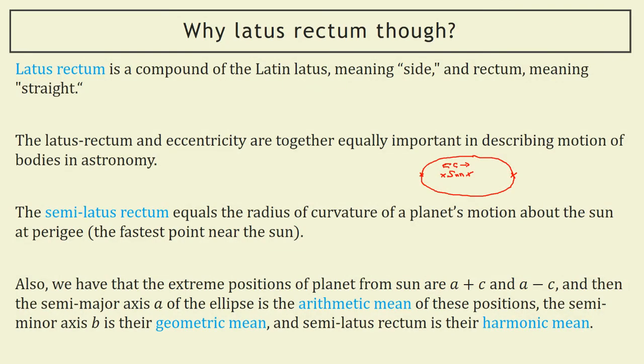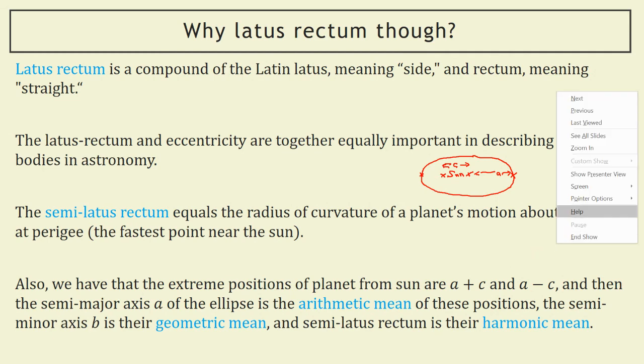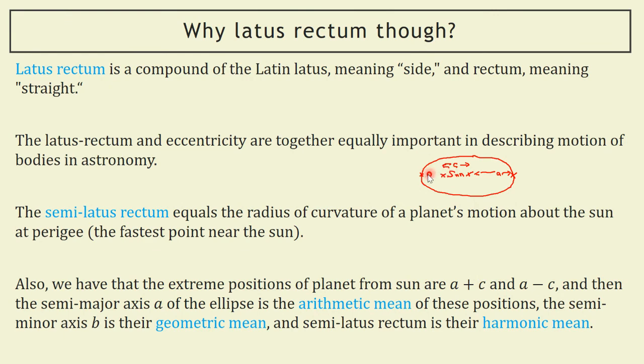This distance on the other side here is A, because of the way we express an ellipse. So the distance from the sun here must be A minus C. So A minus C is the closest distance the planet has to the sun. And the furthest distance it is from the sun, well, it has to go from there to there. So that's A plus C. So the extreme positions are A plus C and A minus C.